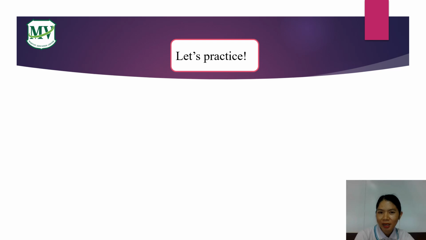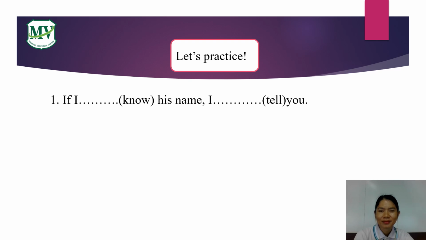Let's practice, everyone. So you have 5 seconds to think and find the correct answer. Are you ready? Let's start with number 1. If I know his name, comma, I tell you. 5 seconds. Go. The answer is, if I knew his name, comma, I would tell you. Let's read the whole sentence. If I knew his name, I would tell you.